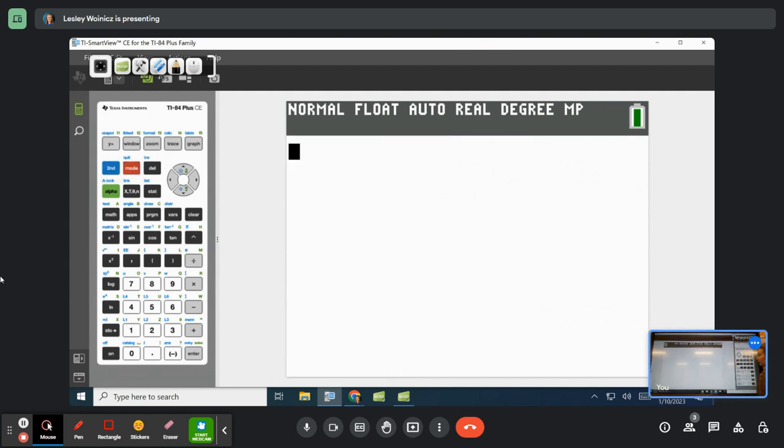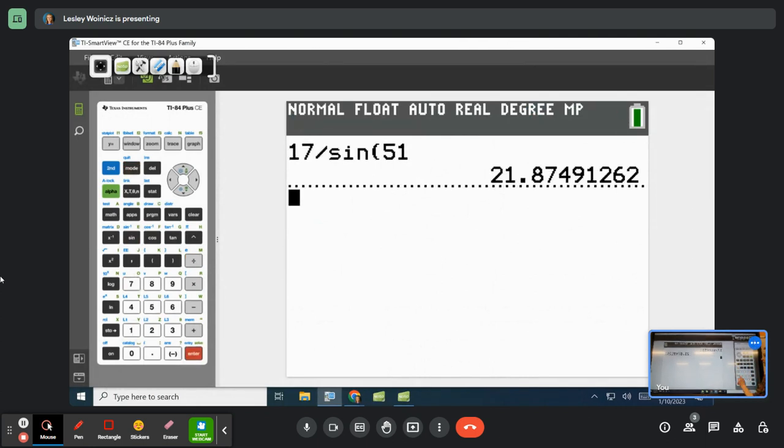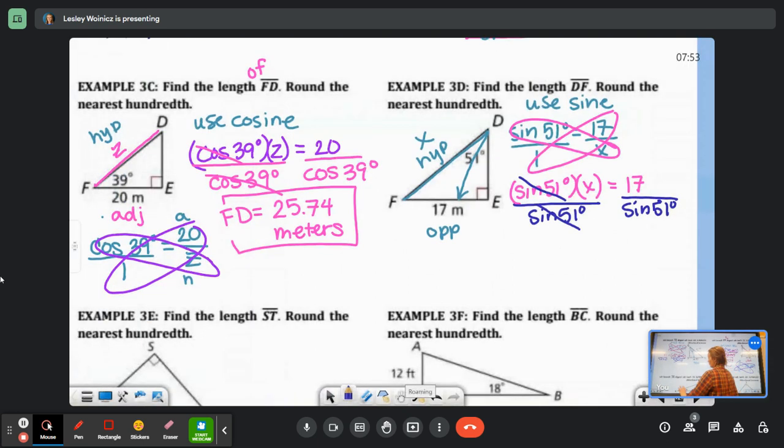I already forgot what I'm doing. 17 divided by sine of 51. And rounding to the nearest hundredth, that gives me 21.87. So x equals 21.87. These are meters. And x was my hypotenuse FD.